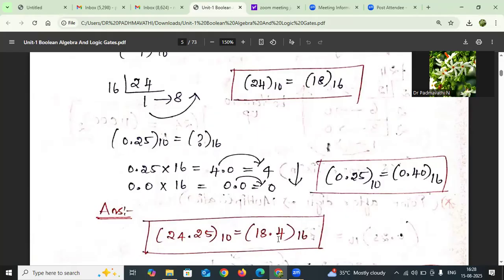So next class we are going to discuss what is Boolean algebra, and what are the simple basic laws associated with this Boolean algebra.